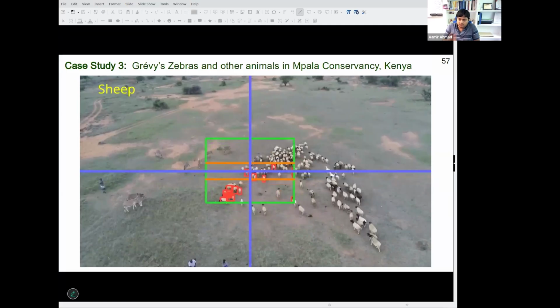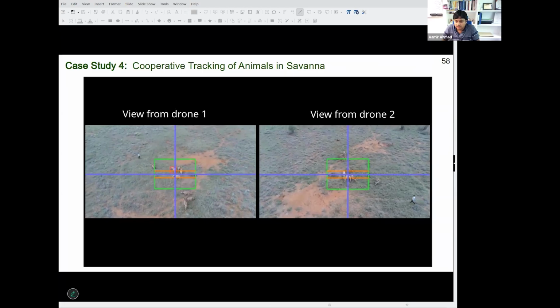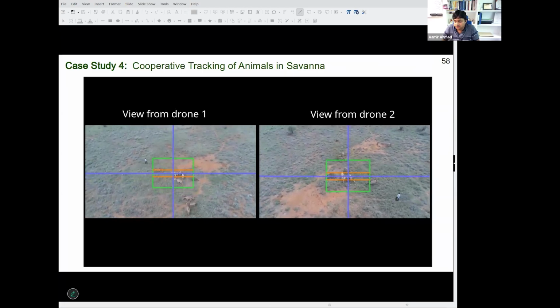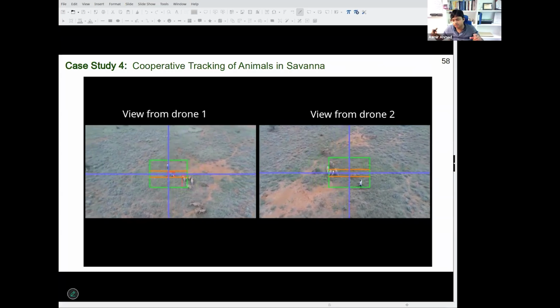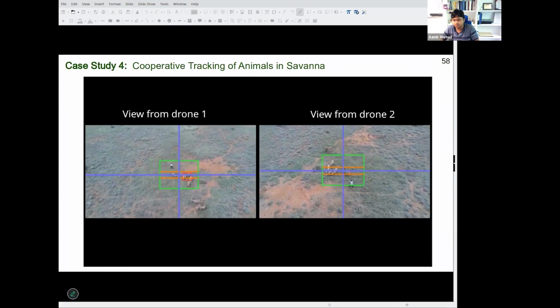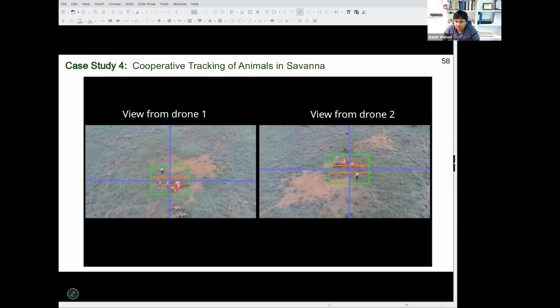Right. What we also show here again is not only that it works on different species with single drones, but also with multiple drones, replicating the same multi-UAV human tracking experiment. Now we do the multi-UAV animal tracking experiment, deployed on the system in Kenya.